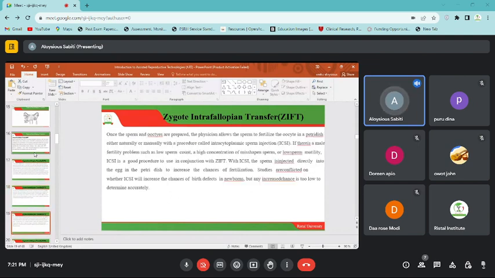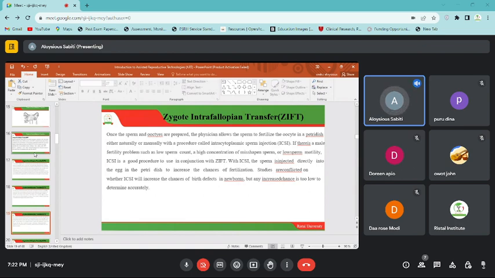So once the sperm and the oocytes are prepared, the physician allows the sperm to fertilize the oocyte in a petri dish, either naturally or manually with a procedure called intracytoplasmic sperm injection, which is another method that we shall further look at later. So this particular mixture is put in a petri dish so that the fertilization can take place.